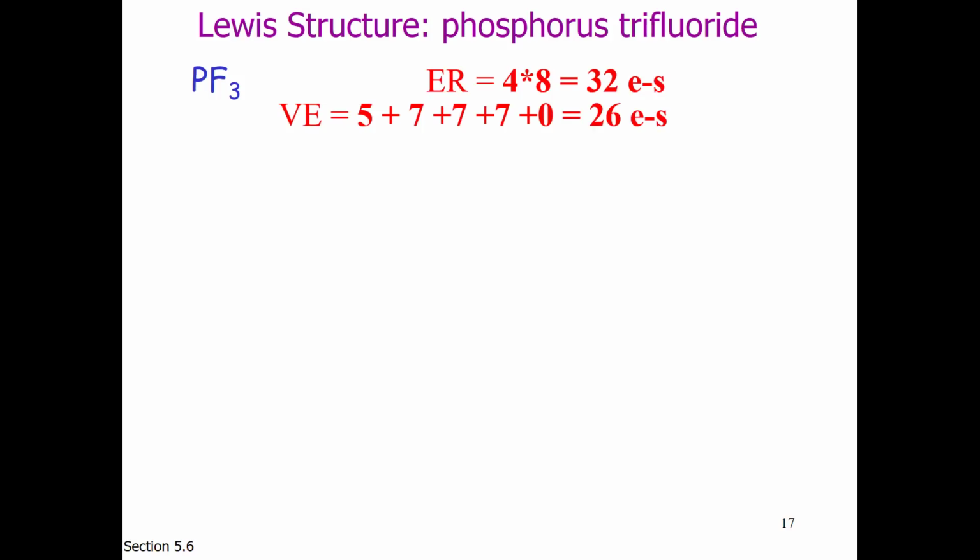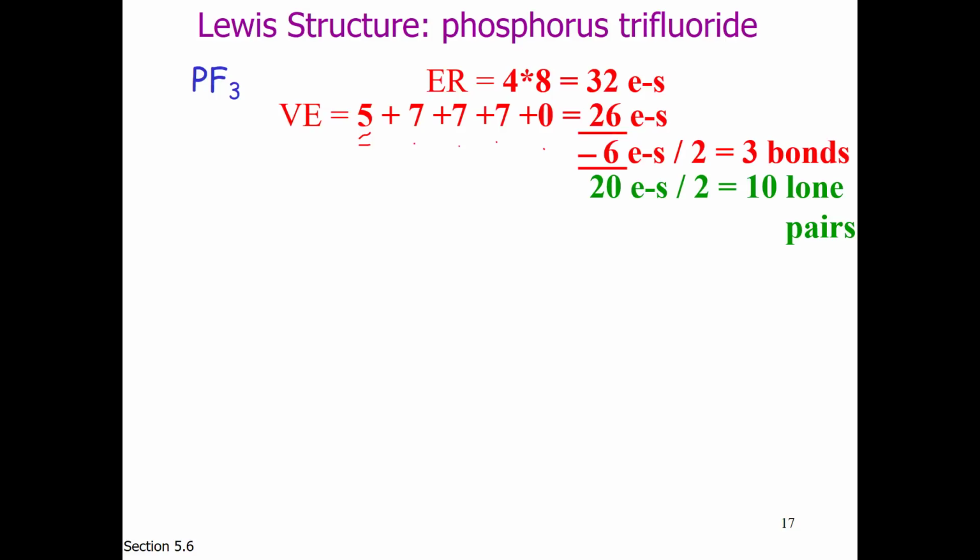Next is valence electrons. So phosphorus is in group 5, right? That's where we get the 5 from. Each fluorine is in group 7, and there's no charge on the molecule, so a 0. So that gives us 26 electrons. All I'm going to do now is take 32 minus 26. That gives me 6 electrons that I have to share, and dividing that by 2 gives me 3 bonds.